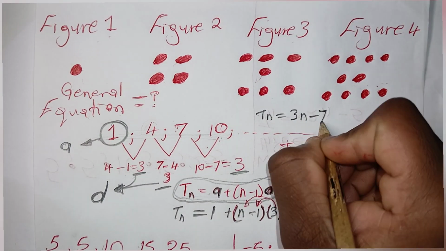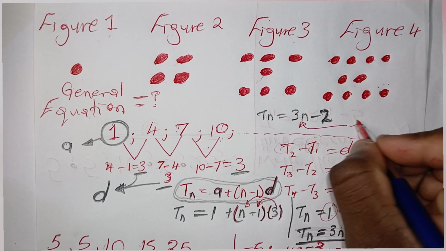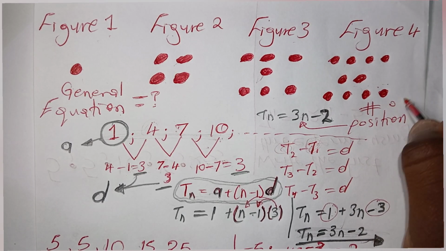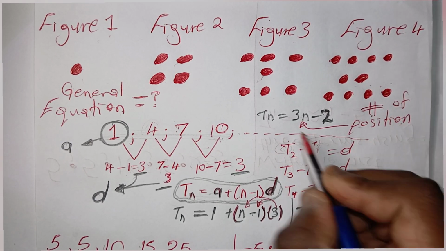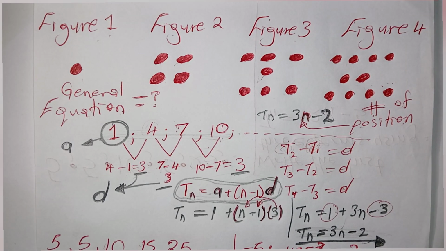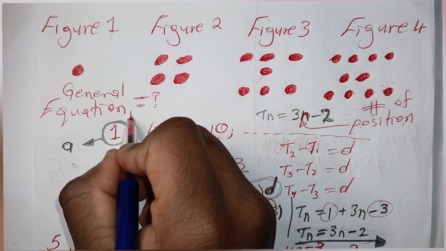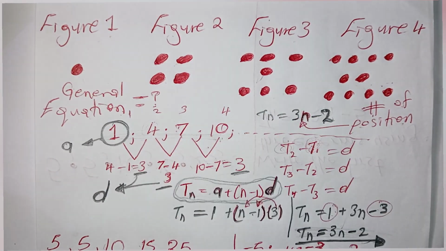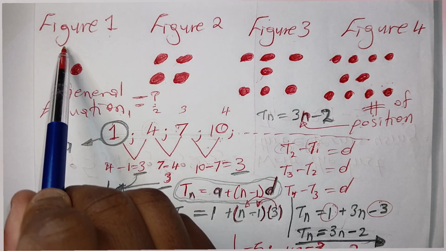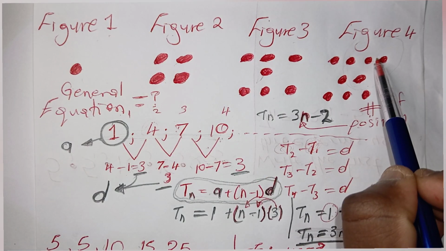To understand this equation, 3n minus 2, its symbol n says that this is our position. It is the number of the position, our n. Do you see my study? Our positions here are position 1, position 2, position 3, position 4. According to this question, our positions are figure 1, figure 2, figure 3, figure 4.